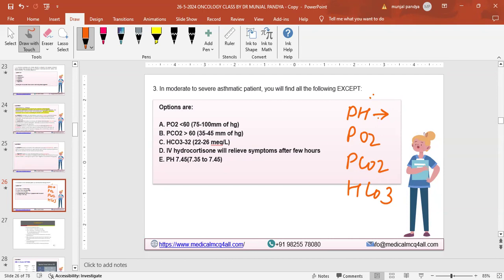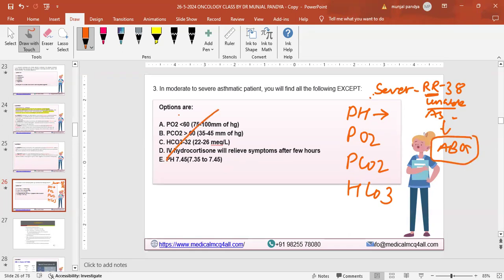Leave it apart. What happens to pH in a severe asthmatic patient who comes to you with a respiratory rate of, say, for example, 38? The patient's respiratory rate is very high. The patient is unable to even complete one word, looks very breathless. All accessory muscles and sternocleidomastoid are very active, right? So this is a classical case of severe asthma. You diagnose on clinical grounds and you send for the ABG. What will you expect in this ABG? Temporarily forget about this. What is usually your impression of ABG in a severe asthmatic patient?